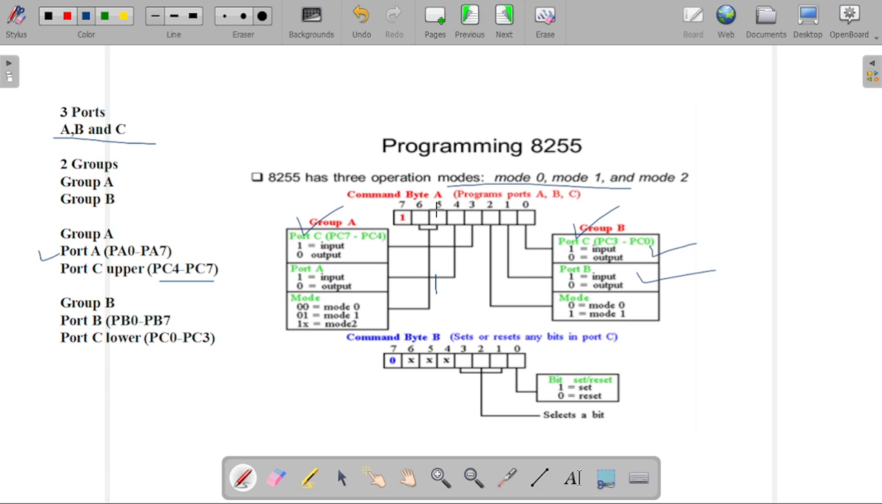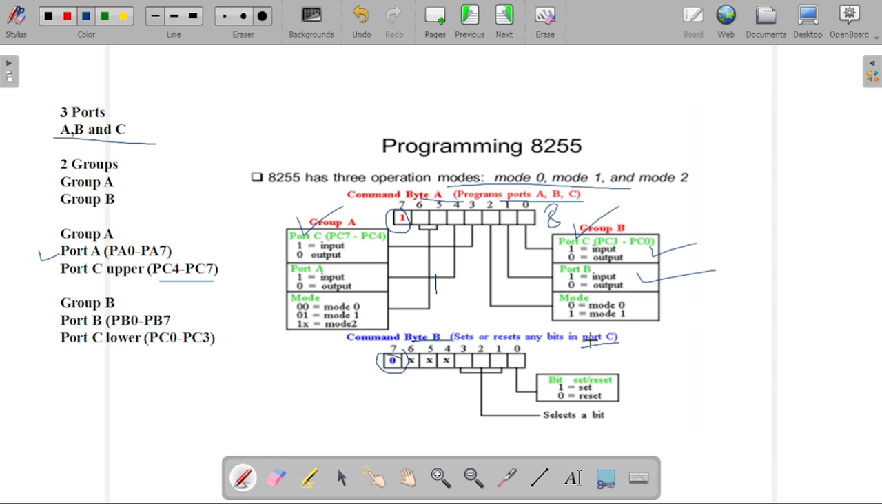Here there are two command bytes available, command byte A and command byte B. Command byte A consists of all these ports, that is port A, B and C. But in command byte B, we are considering only one port, that is port C. Whenever we have to set and reset any bit in port C, we use the command byte B format. The difference between these two bytes is that there are a total of 8 bits in each byte of operation. The 7th bit will be 1 in byte A and 0 in byte B.